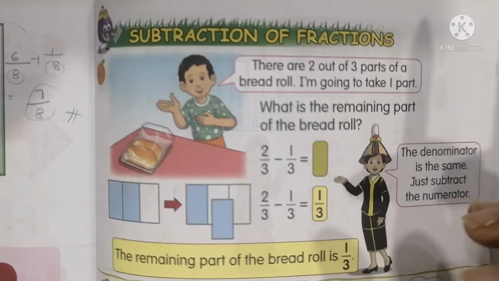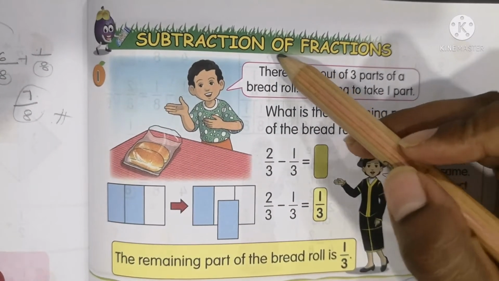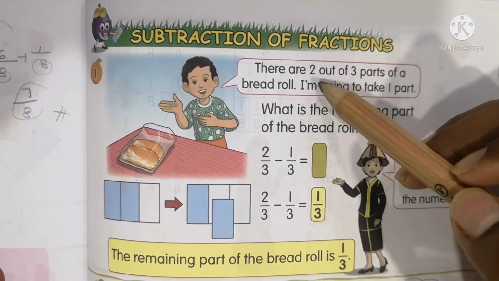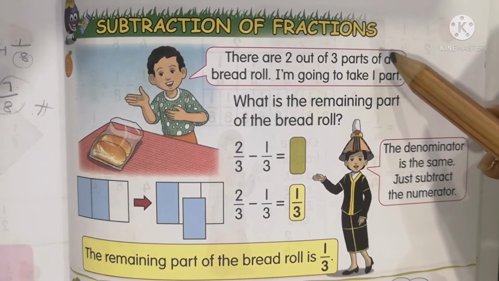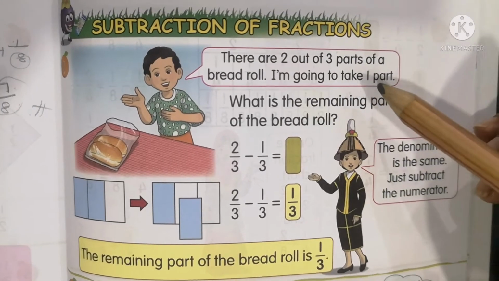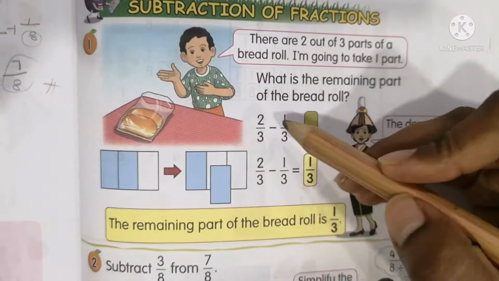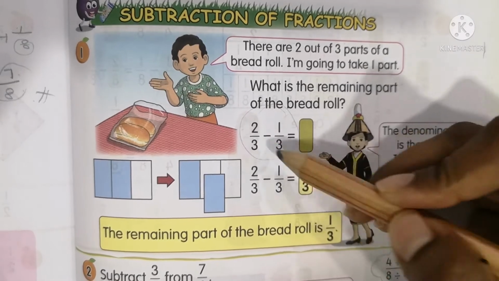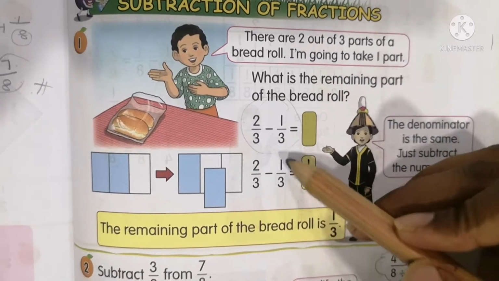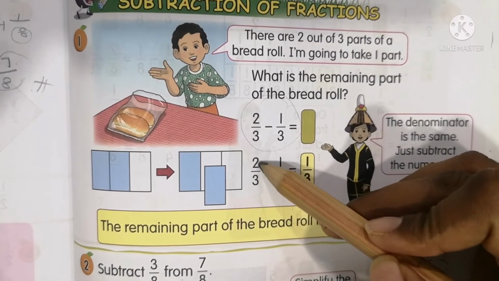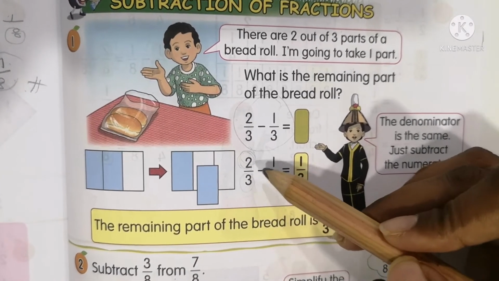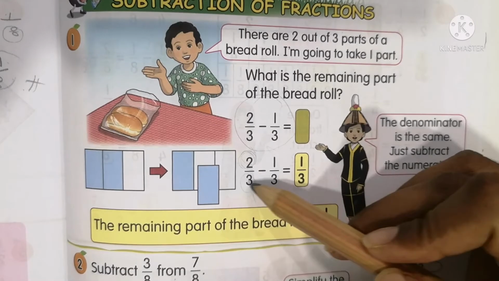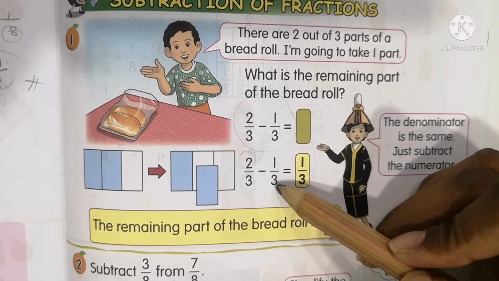Okay, class? So for the first one, subtraction of fractions: there are 2 out of 3 parts of a bread roll. I'm going to take one part. What is the remaining part of the bread roll? They have already given you the question here. So what do you have to do? I told you, the upper part is the numerator and the bottom part is the denominator. If the denominators are the same, don't touch anything, don't do anything.